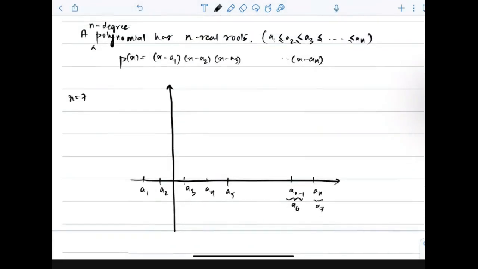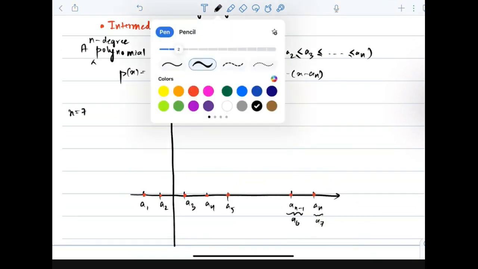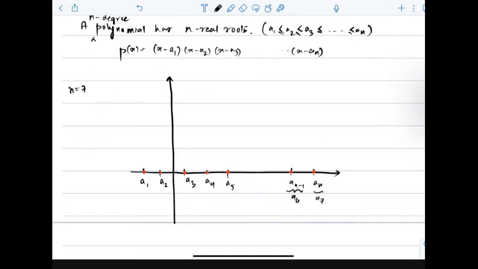So you want to draw this polynomial. How will it look like? Now you know for sure by the fundamental theorem of algebra that you have exactly these n roots at these points. Remember that they can be merging also. a1, a2, a3 can be merging also. We'll see what happens when they merge.